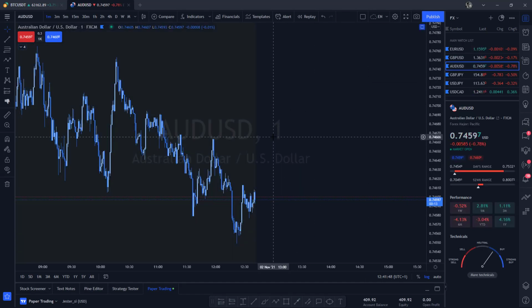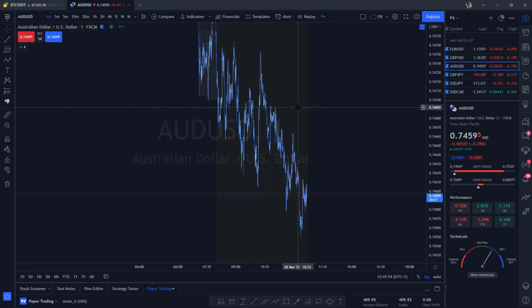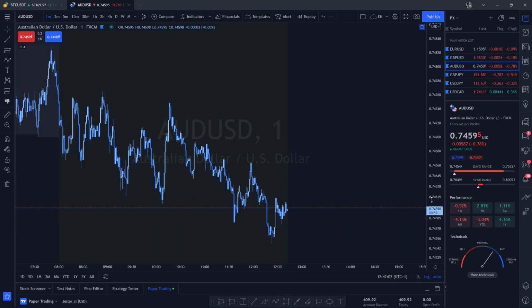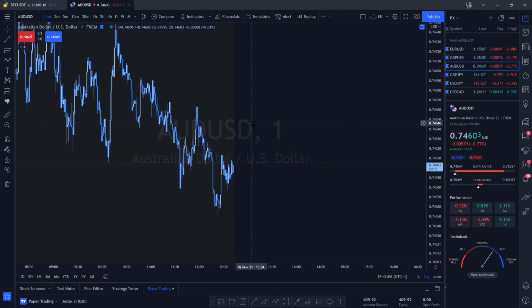AU, okay, I don't trade this one as much, but the order flow is still bearish, and yeah, at least if we want to look for longs, at least this high should be taken.